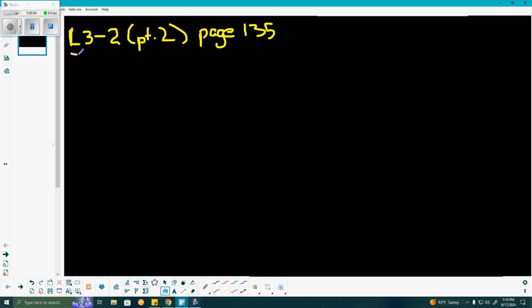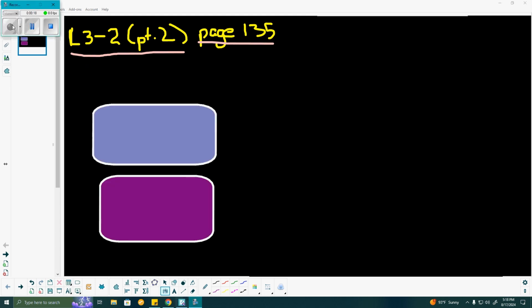Today we're going to be continuing Lesson 3-2. So this is Part 2. We will be on page 135, so go ahead and turn there in your Reveal Math workbook. On page 135, we will start learning how to calculate unit price.